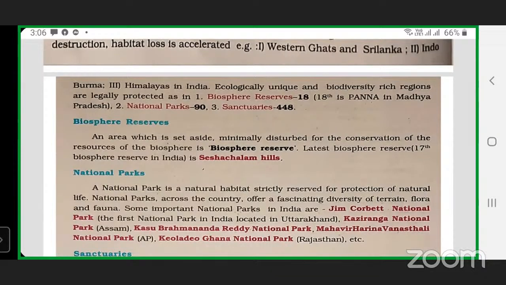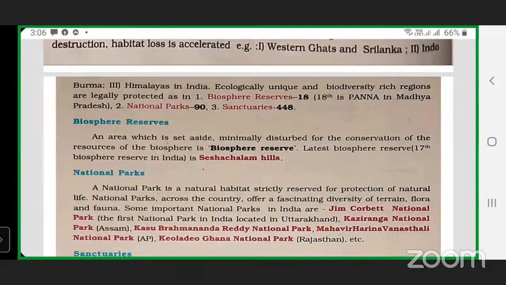Ecologically unique and biodiversity-rich regions are legally protected as biosphere reserves. They are 18 in number. How many biosphere reserves are there? 18 biosphere reserves. The latest one is the 18th, that is Panna, located in Madhya Pradesh, which is recently discovered. Then national parks, they are 90 in number. Then sanctuaries, 448. In the NEET examination, they ask like this.